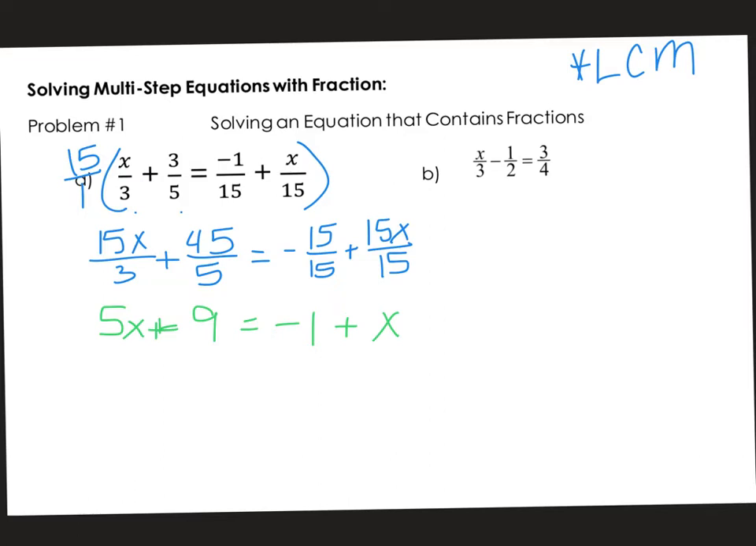Now we can start combining our like terms by moving them from one side to the next. I'm going to get rid of the negative, so I'm going to add 1 on both sides. So I have 10 over here. So I have 5x equals x, because these cancel. Now I'm going to go ahead and subtract 5x. I guess that negative was inevitable. So 10 equals negative 4x.